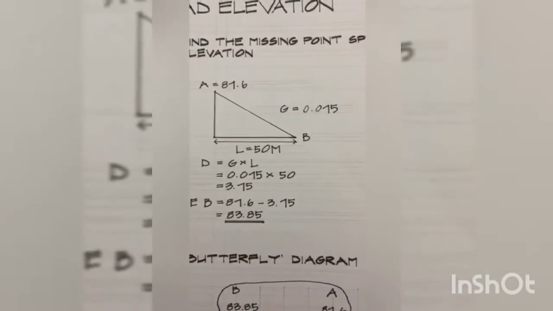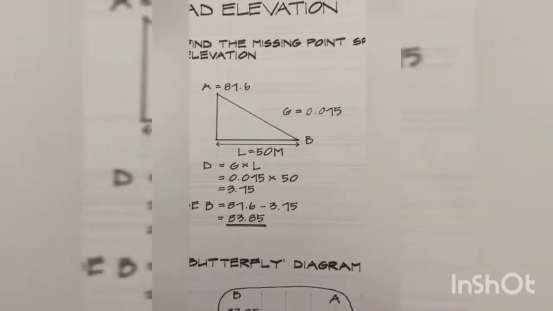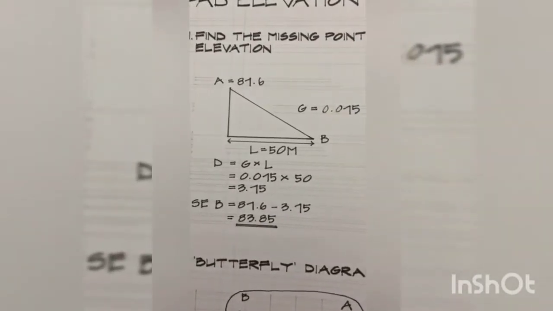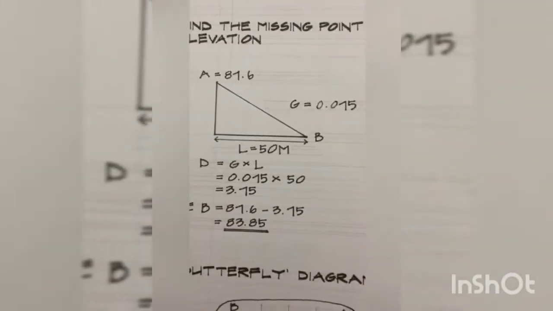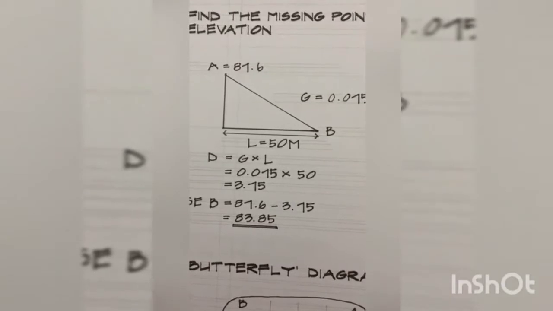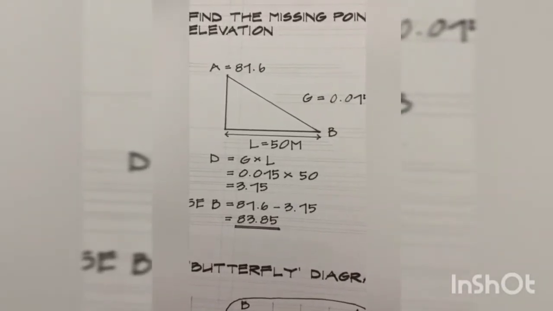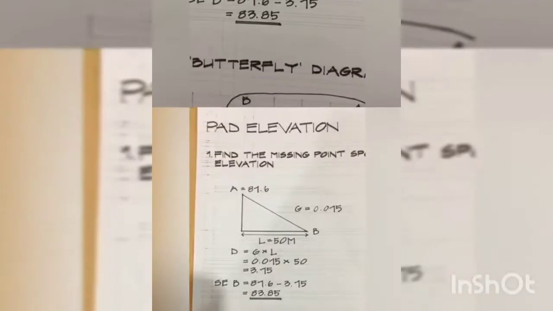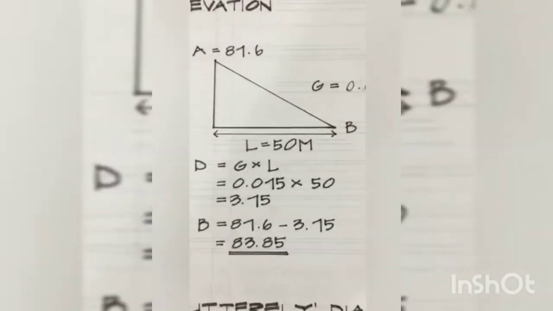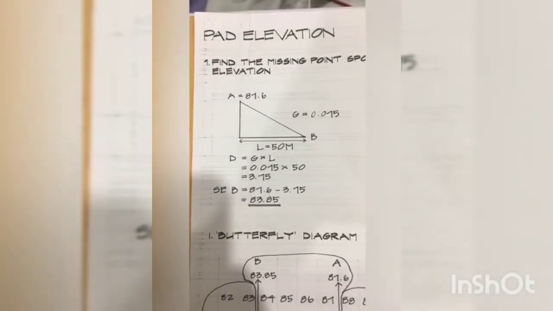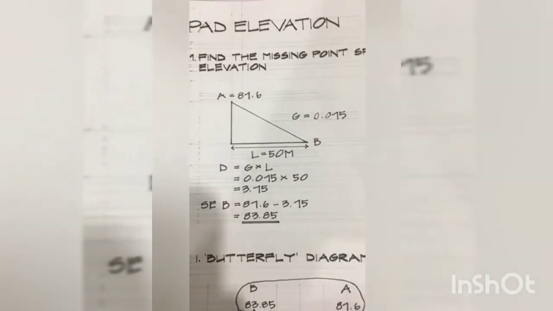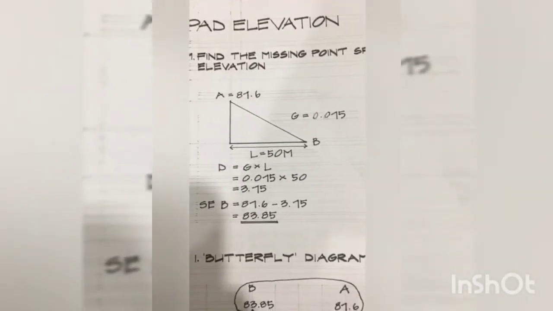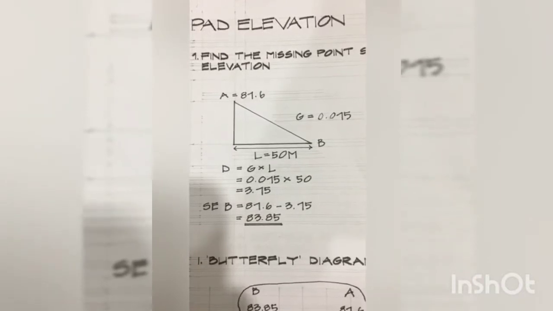To find the missing point spot elevation, we have to find the difference between spot elevation A and spot elevation B by using the formula: difference equals gradient multiplied by length. After finding the value of d, which is 3.75, it must be subtracted from the point given, which is 87.6, because the missing point B is lower than spot elevation A.